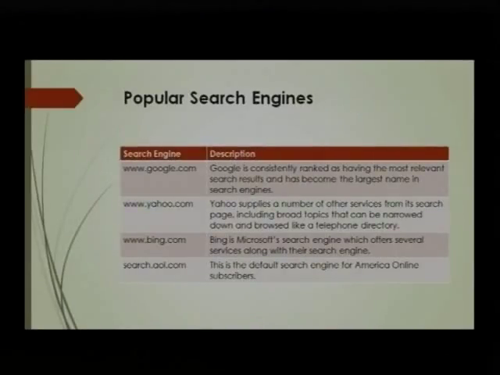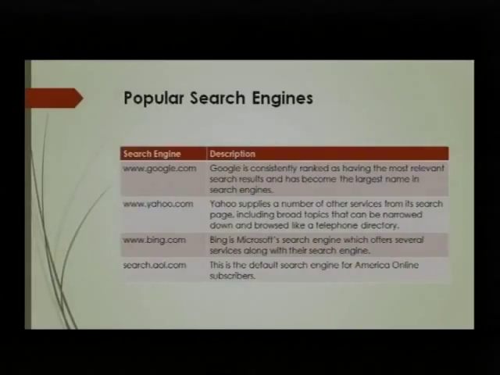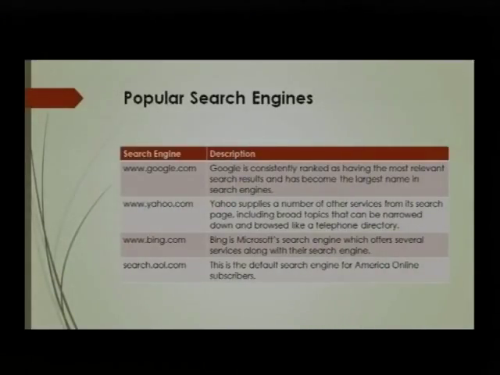So there are some popular websites for search engines. www.google.com. Google is consistently ranked as having the most relevant search results and has become the large name in the search engines. And www.yahoo.com. Yahoo supplies a number of other services from its search page, including broad topics that can be narrowed down and browsed like a telephone directory.